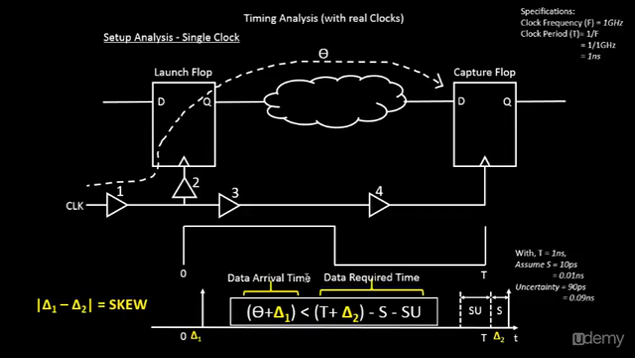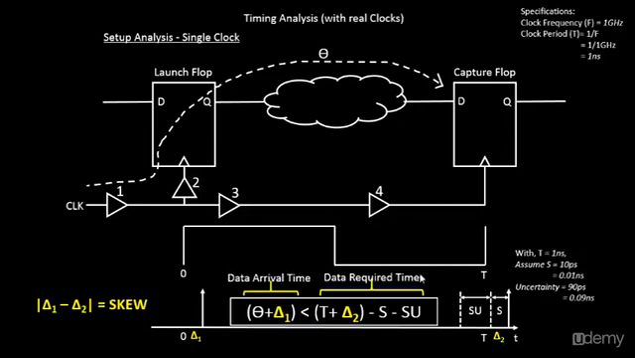It says data arrival time, which means the data will arrive at the D point after this combinational delay, which is theta, plus the clock network delay, which is this one. That is basically the definition of the data arrival time.